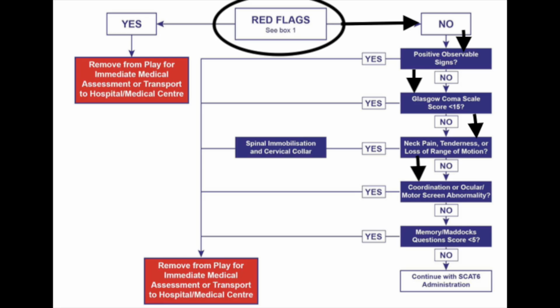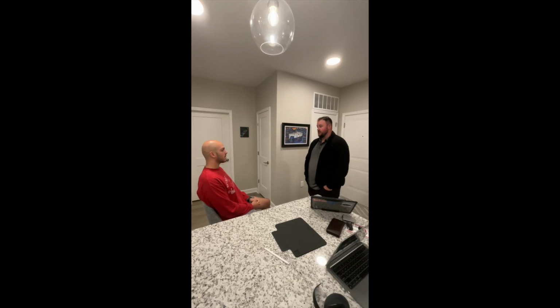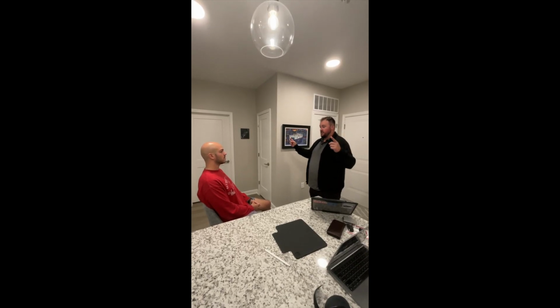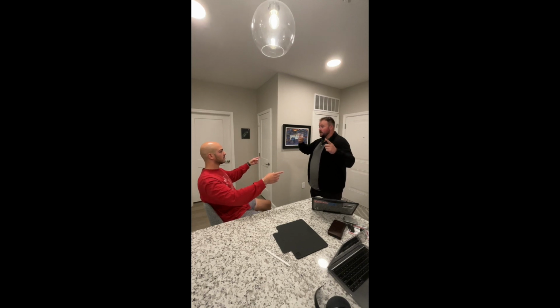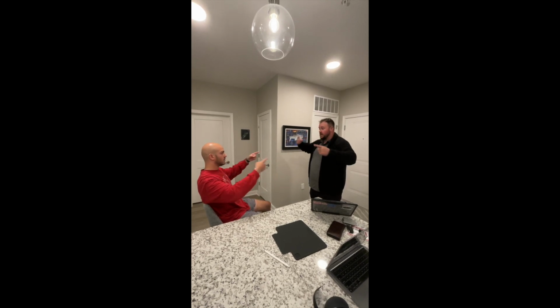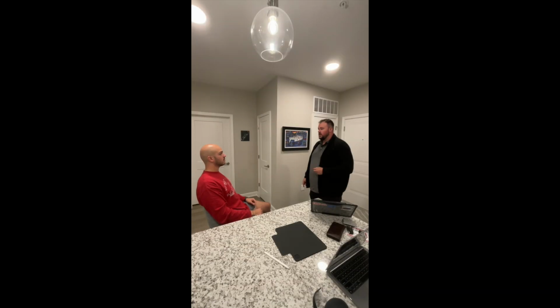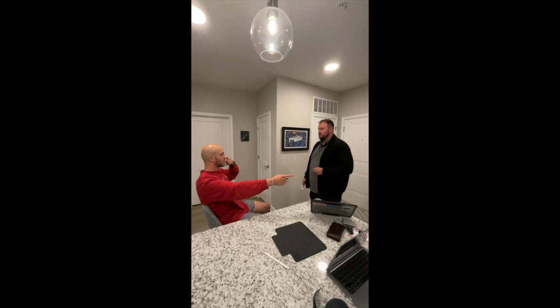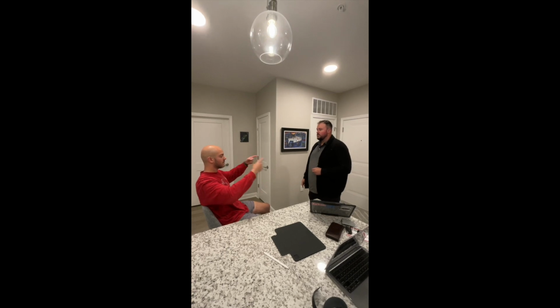The flow chart now tells us we can move on to the coordination and ocular motor screening. First, we're going to check your finger to your nose, okay? So I want you to start with your fingers out about right here, okay? And you're going to touch your nose. Just go 3 or 4 times, okay? Good. Close your eyes and do the same thing. Good.